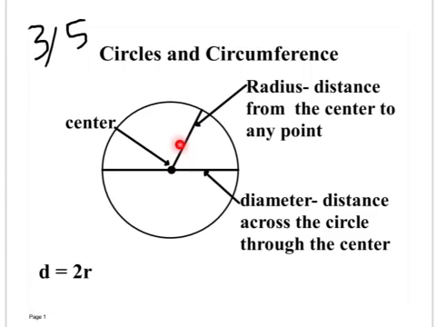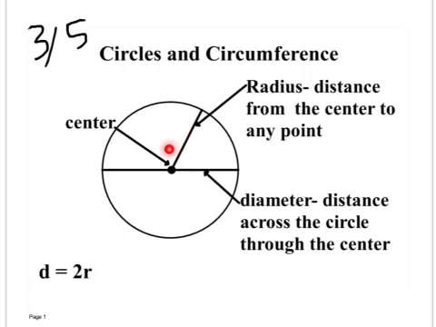The diameter is the distance across the circle through the center. If you notice, this would be a radius, this is the diameter. So the diameter is twice as long as the radius, or the radius is half as long as the diameter.